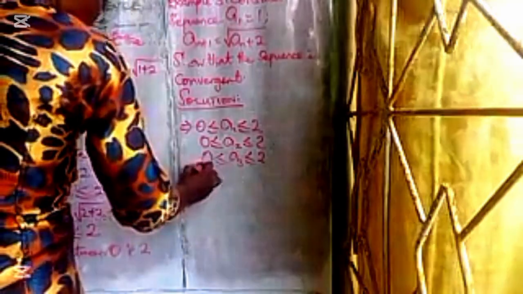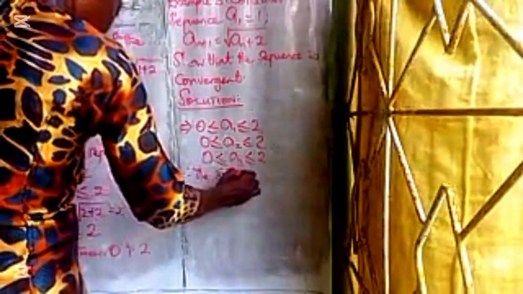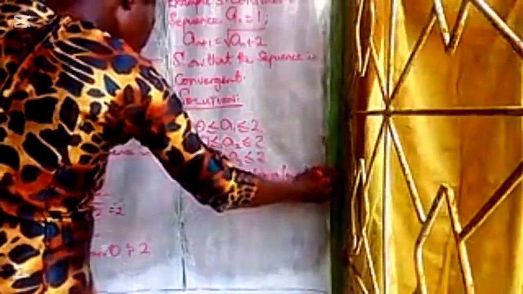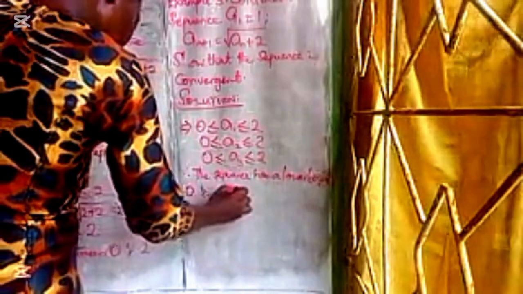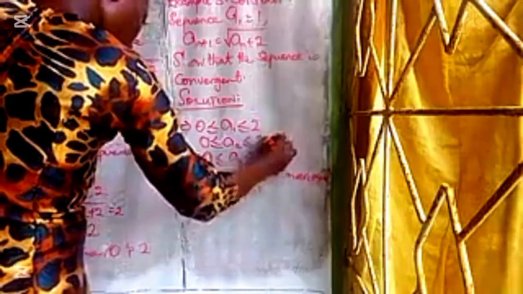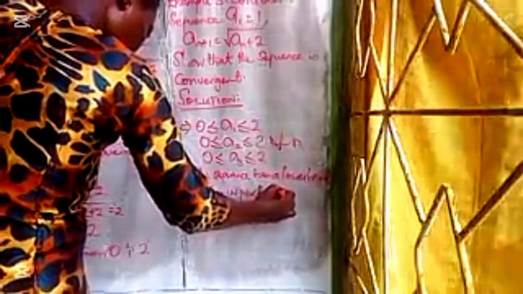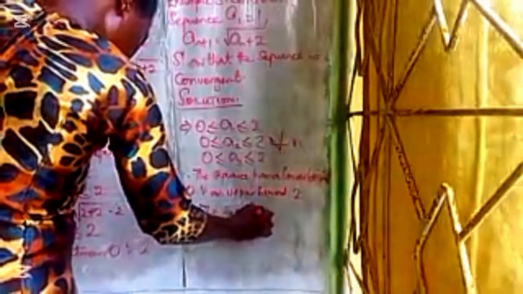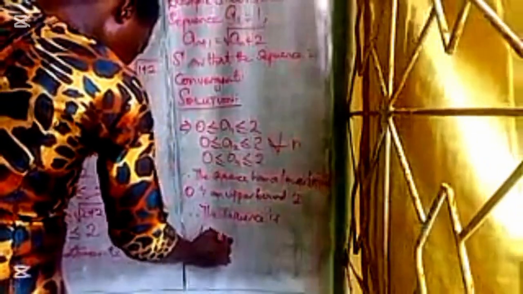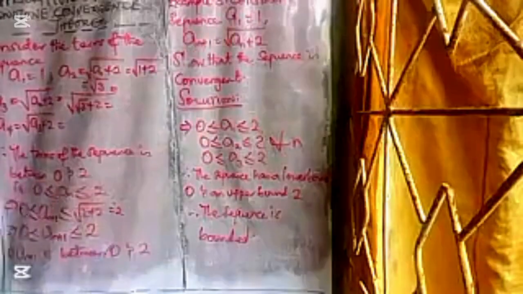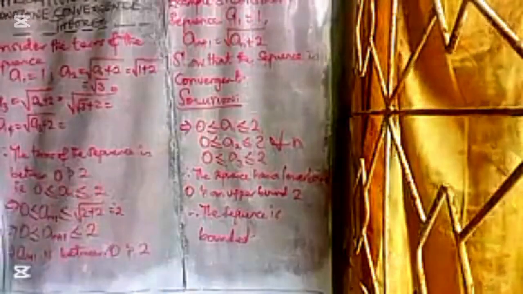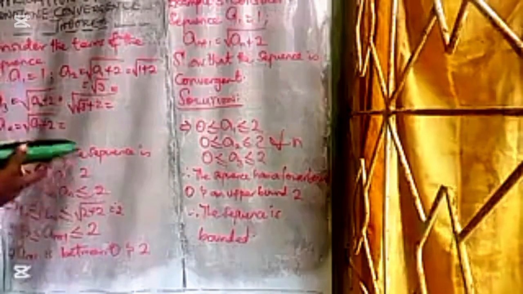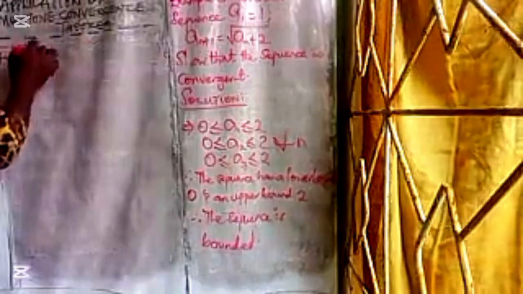Therefore, the sequence has a lower bound 0 and an upper bound 2, for all n. Therefore, the sequence is bounded. We have established that it is bounded. Is it increasing or is it decreasing? Is it monotone?